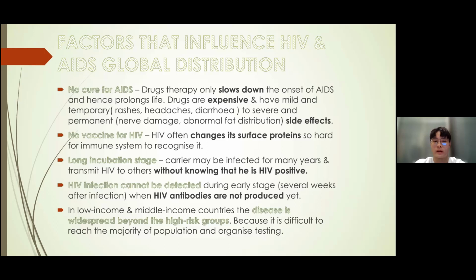This is because HIV, the virus, often changes its surface protein so that the immune system finds it hard to recognize, and there are no antibodies that can kill the virus. There's a long incubation period. Like what I said just now, there's a window period. The carrier may be infected for many years and might transmit to others without knowing that he himself is HIV positive. And HIV infection cannot be detected during the early stage when antibodies are not produced yet.